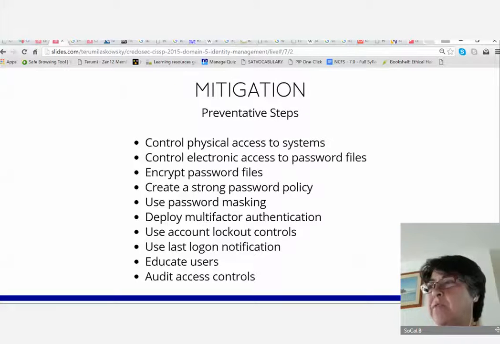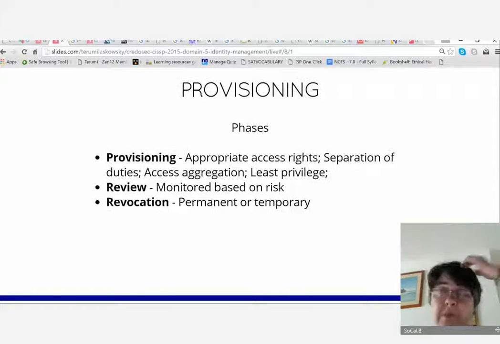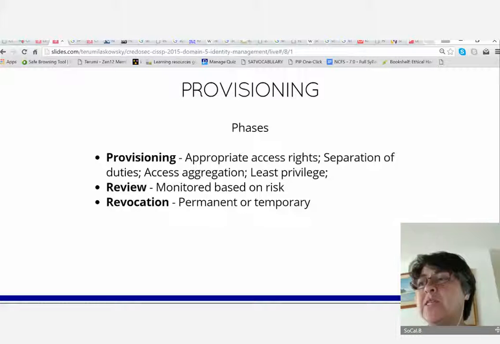So let's go ahead and take a look at this one. Manage the identity and access provisioning lifecycle. This is pretty short. This is the only one here. The provisioning lifecycle on CISSP has three parts: provisioning, review, and revocation. Provisioning is, look, you have to give the appropriate access rights to people. And it's easier said than done, right?